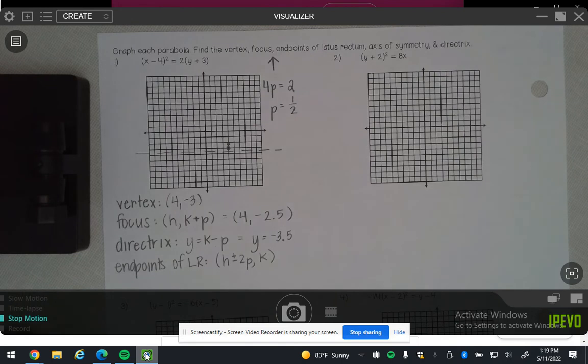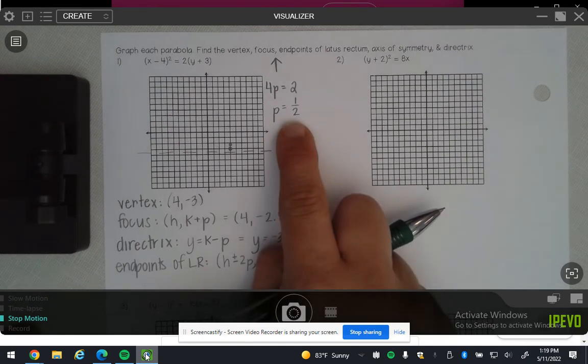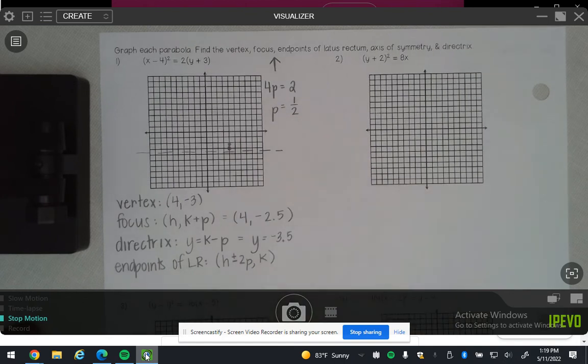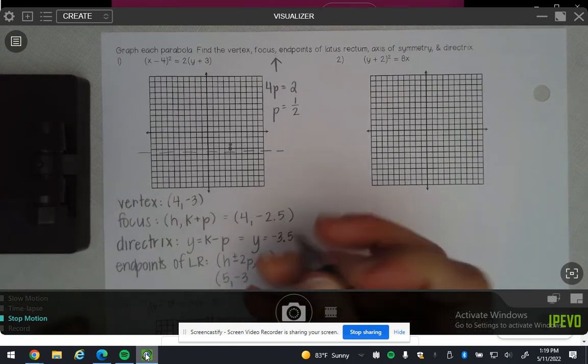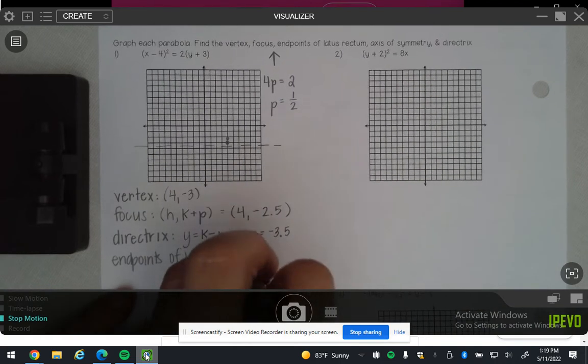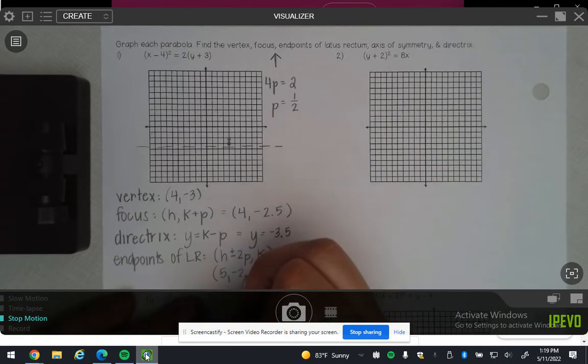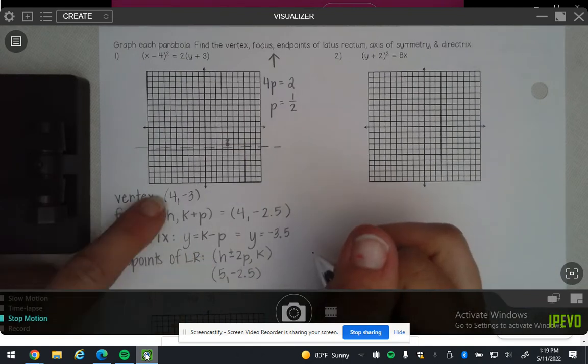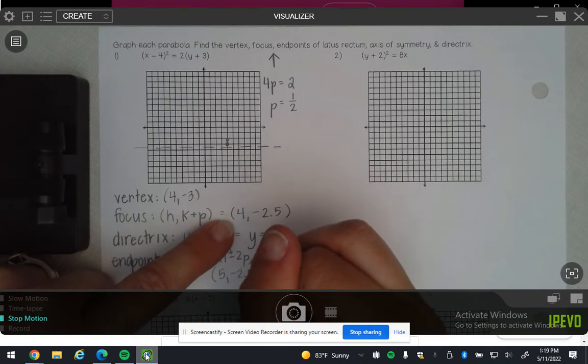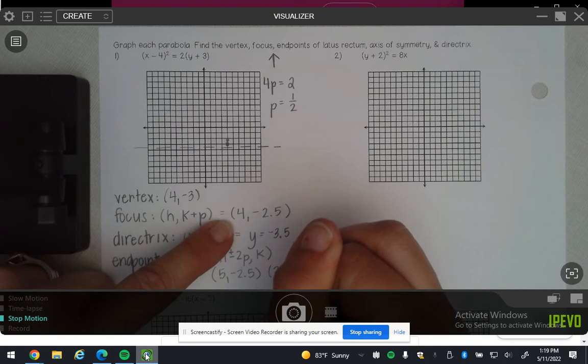What does P equal? 1/2. Agree? What's 2 times 1/2? 1, yes. So I have H, so that's 4. 4 plus 1 is 5, comma, negative 2.5. And then you're going to do 4 minus 1, so 3, comma, negative 2.5.